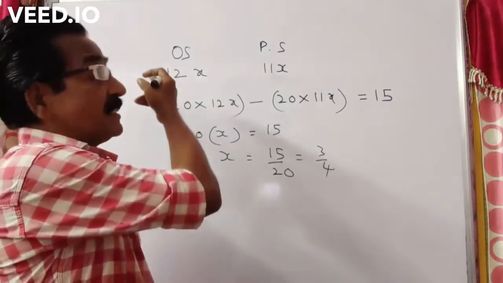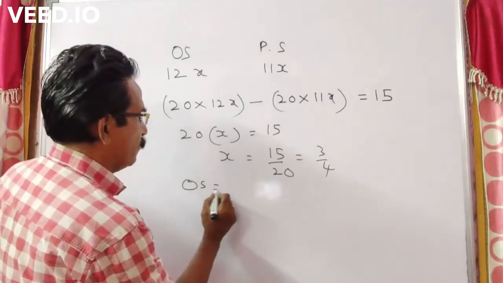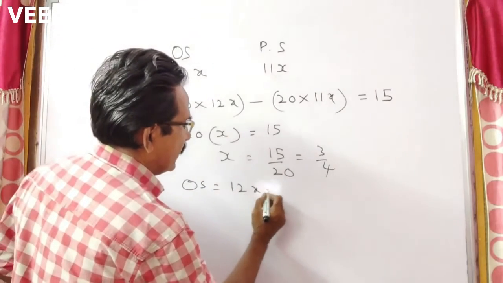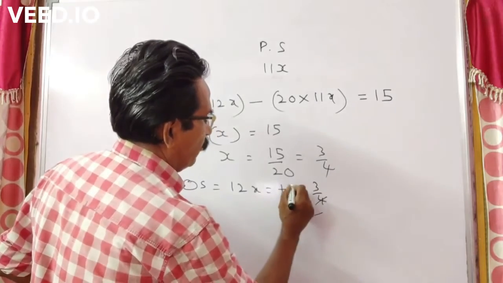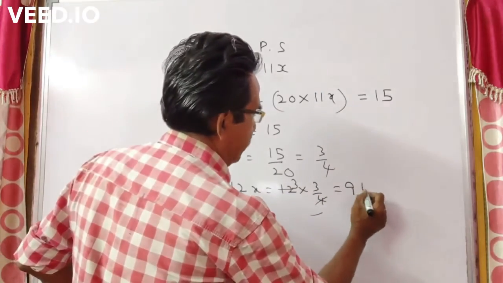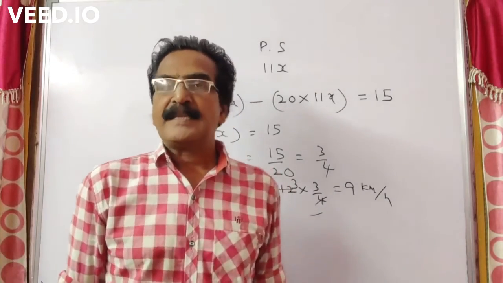Our original speed is 12x. So original speed is equal to 12 into 3 by 4, that is equal to 9 kmph, friends. See, the original speed is 9 kmph.